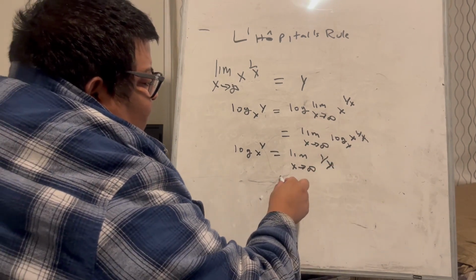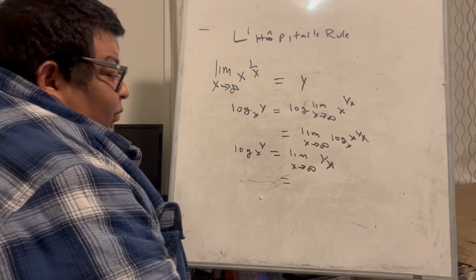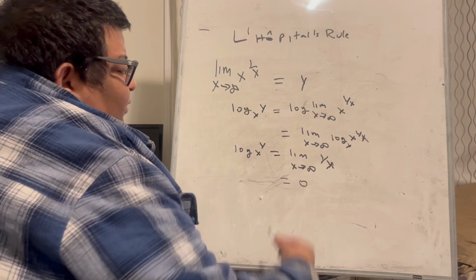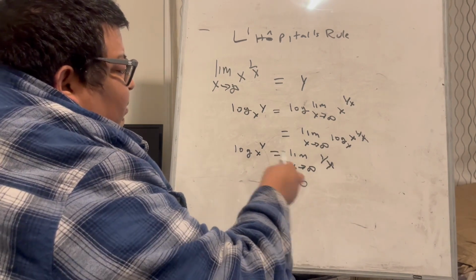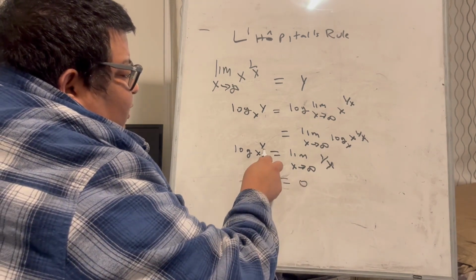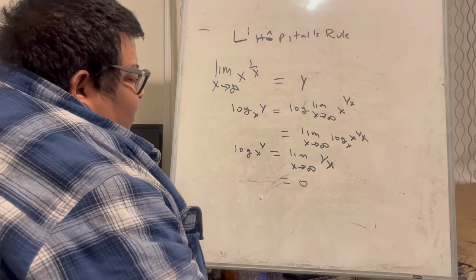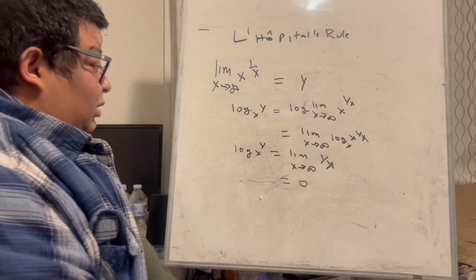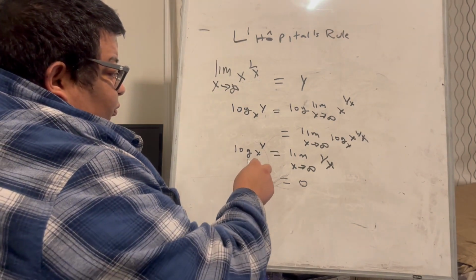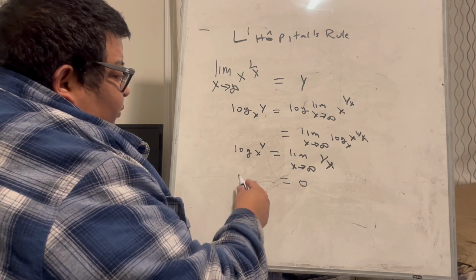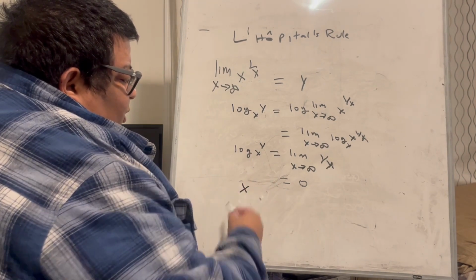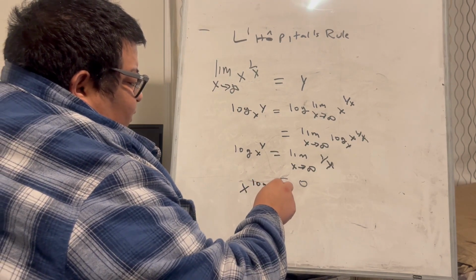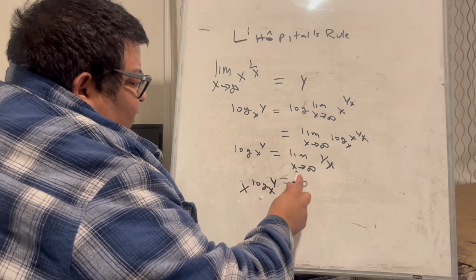And now taking the limit, as x approaches infinity, the limit becomes 0. Okay, so now we need to solve for y. So the way we do it is we do the opposite. We go back to the exponent.